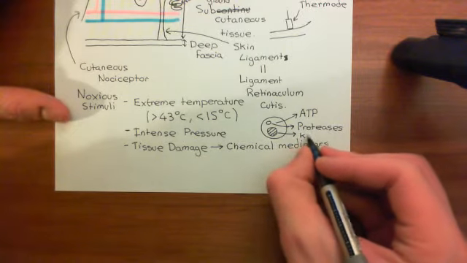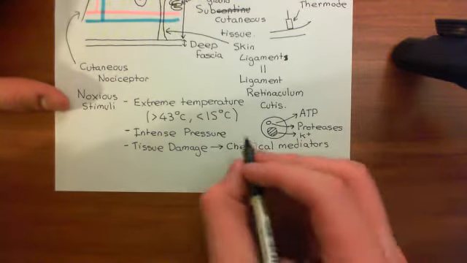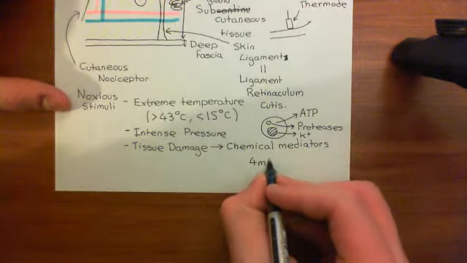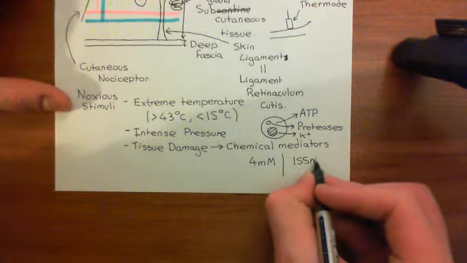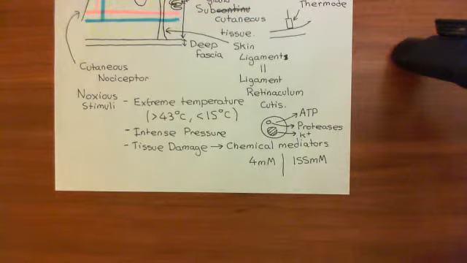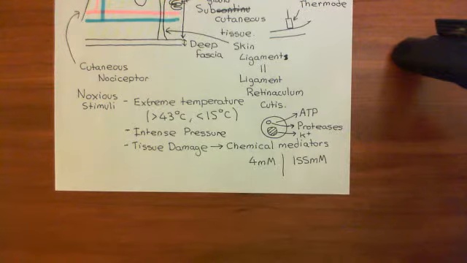Okay, so when you suddenly burst open a cell, that will release a huge amount of potassium into the extracellular fluid. Remember that the normal extracellular concentration of potassium is 4 millimolar, whereas the intracellular concentration of potassium is usually around 155 millimolar. So usually potassium concentration is much higher inside the cell. If we suddenly break the cell open, all of this potassium is released into the extracellular fluid, and it will raise the concentration of potassium in the local extracellular fluid. This can also activate nociceptors to fire.